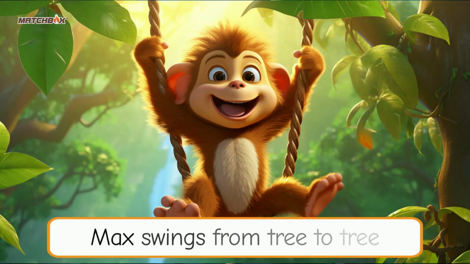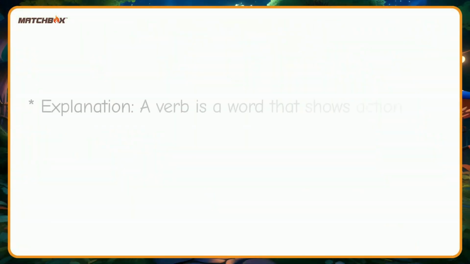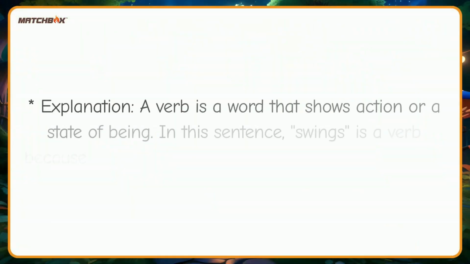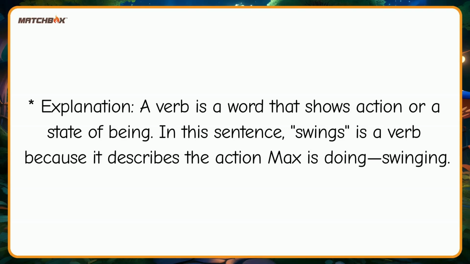Max swings from tree to tree. A verb is a word that shows action or a state of being. In this sentence, swings is a verb because it describes the action Max is doing. Swinging.